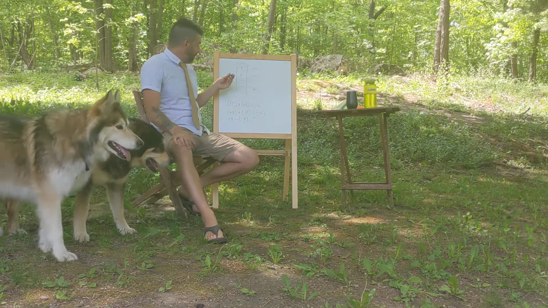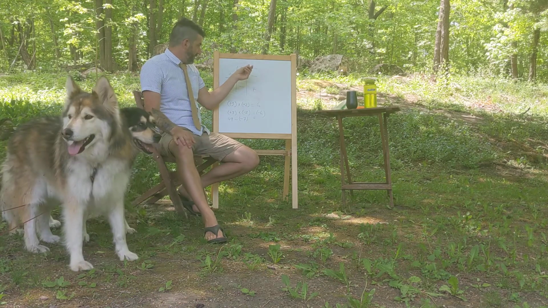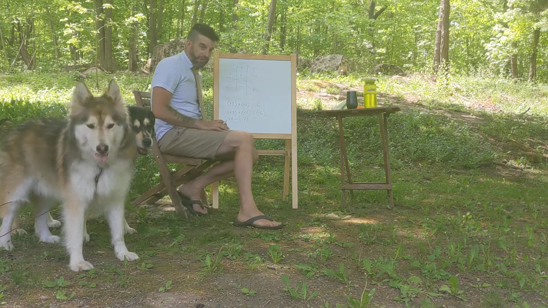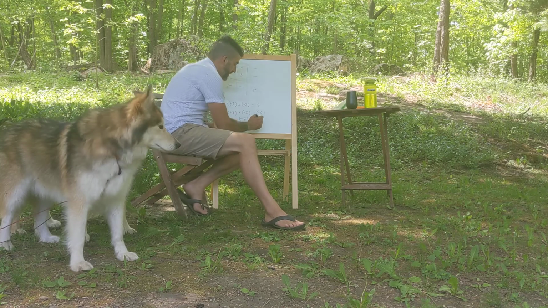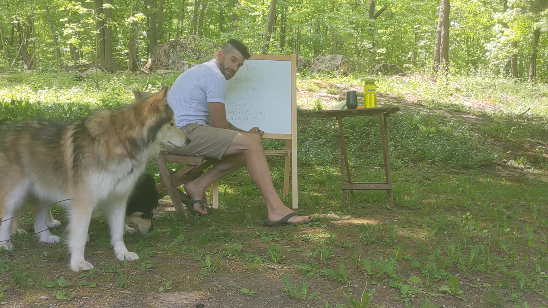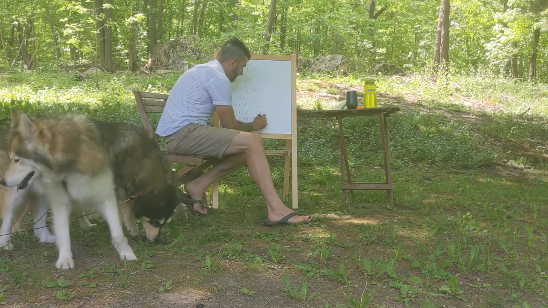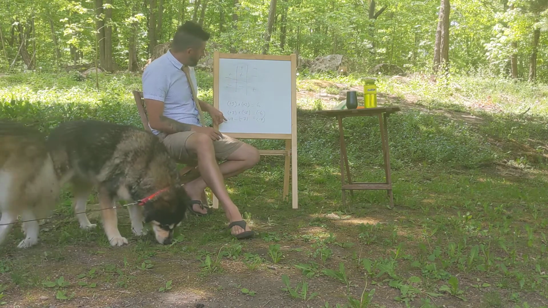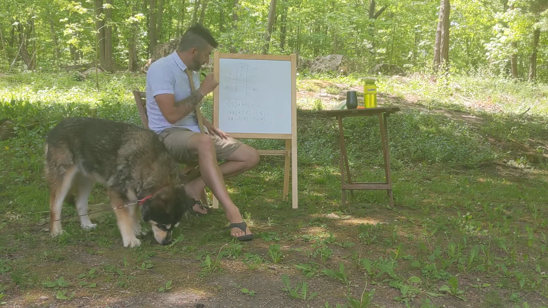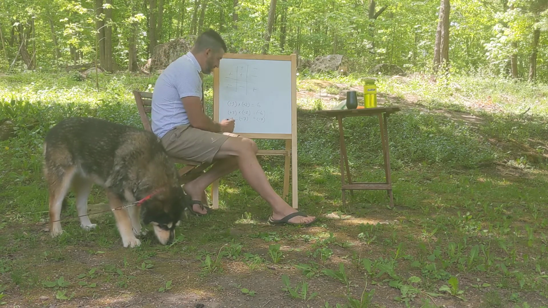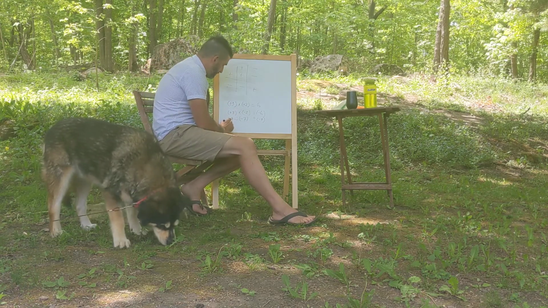So that's a positive divided by a negative. It's going to give us a negative number. 49 divided by negative 7 is negative 7. Positive divided by a negative equals negative. Kind of a weird one.